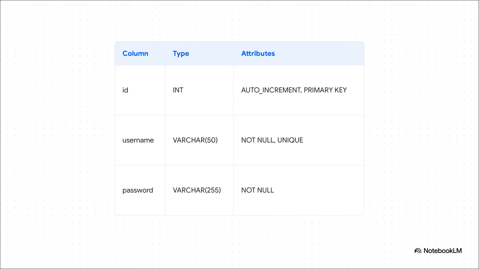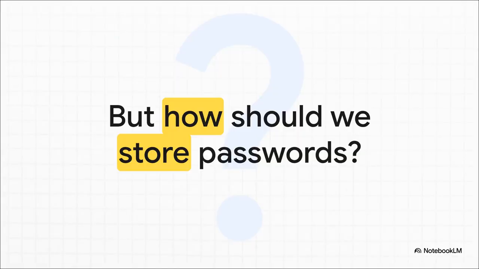But hang on, look at that password field. A VARCHAR(255), why on earth would a password need to be that long? Well, it's because we are never, ever going to store the actual password here. And that leads us to the single most important question in login security, period. If we're not storing the actual password, what in the world are we storing in that database? The answer to this is the secret to modern security.